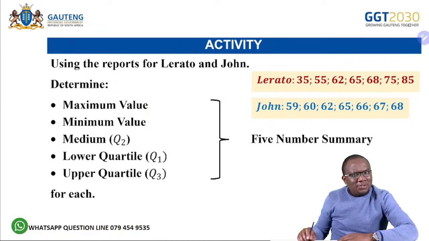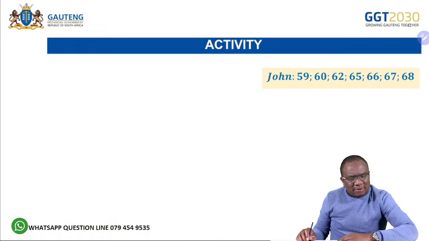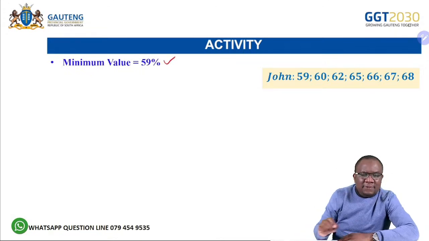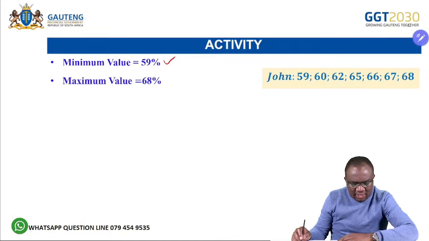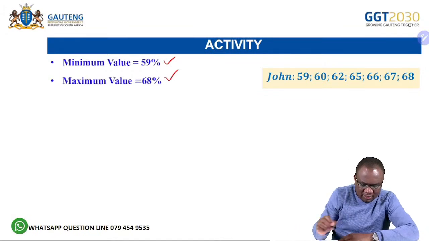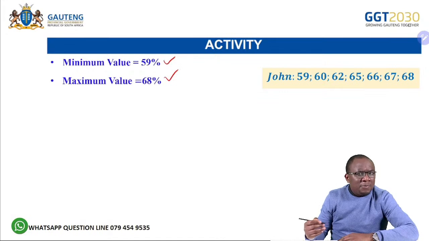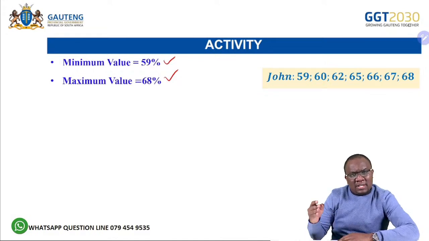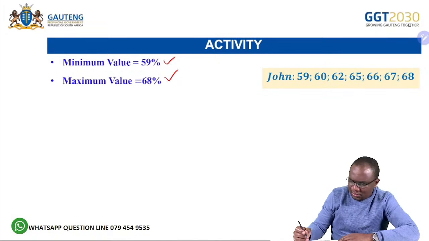Hope you managed to get the correct answers. Let's mark our work. Right, what is the minimum value for John? It is 59%. The maximum, what is it? 68%. Right, your numbers may not be in this order, it's fine, it's okay. Or you can have minimum, lower quartile, median, upper quartile, and maximum, according to their order. It's still okay.